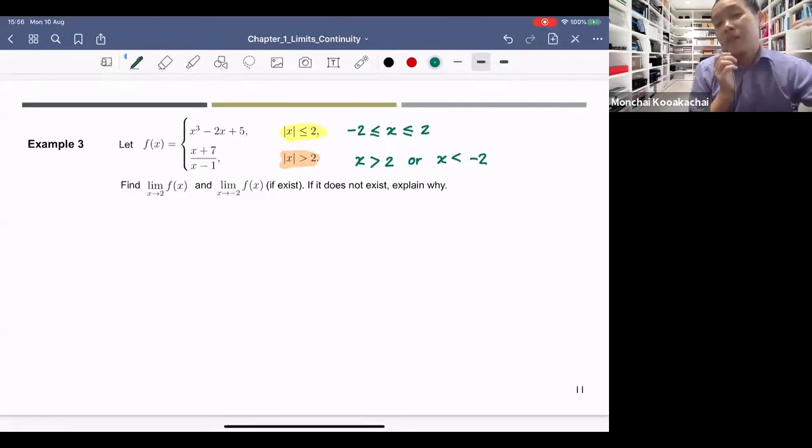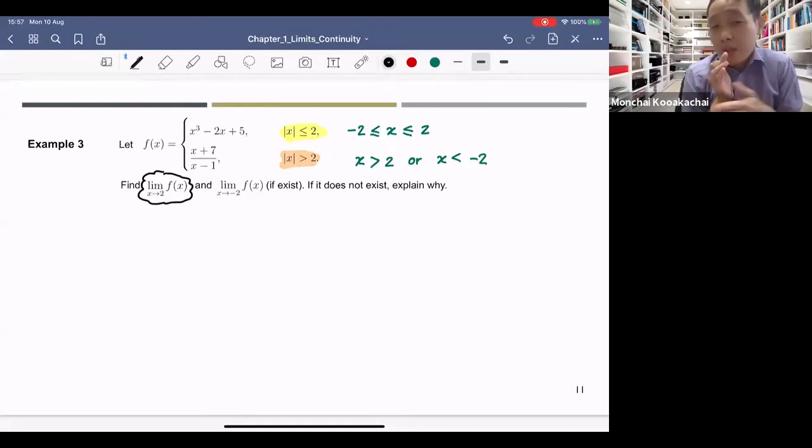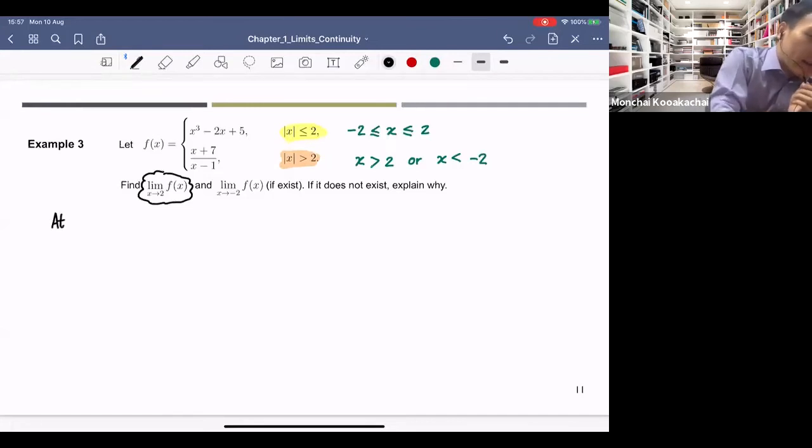And now let's look at the limit of f when x approaches 2. To figure this out, you need to look at the left-hand limit and the right-hand limit, because they could be different, and that will give you a problem if they are different. So I'm going to say, for x approaching 2 from the left.